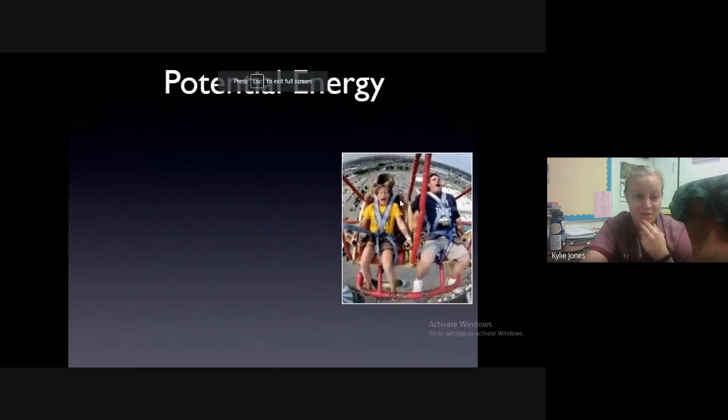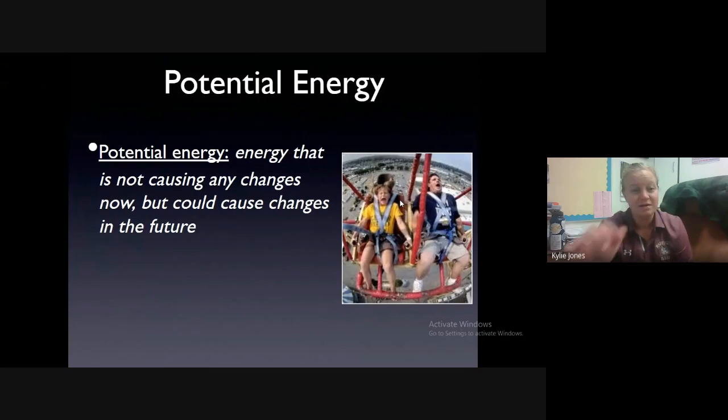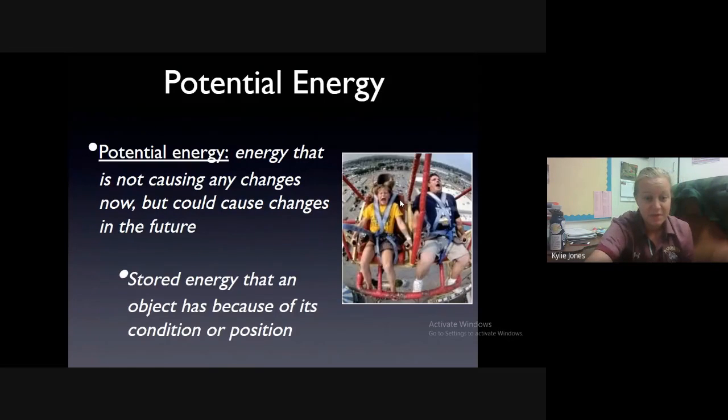Potential energy is energy that is not causing any changes now, but it could cause changes in the future. So that basically means that when you're not moving, your body and other objects are storing the energy because it's just chilling and it has the potential to move eventually. Right now, most of you guys are probably just sitting somewhere, correct? So what you're doing right now is creating potential energy and storing up energy in your body so that you can move later. Another reason why we eat food and stuff like that.